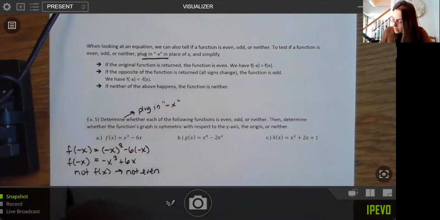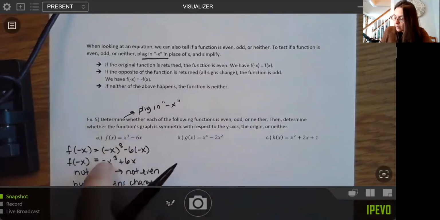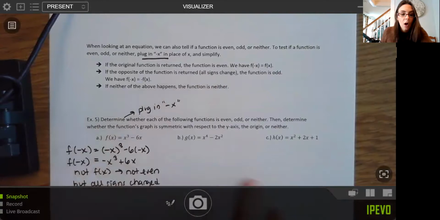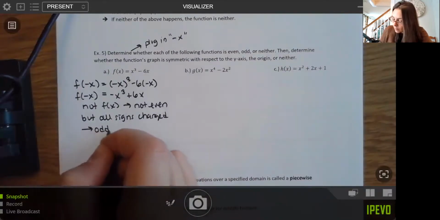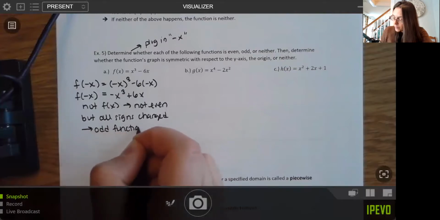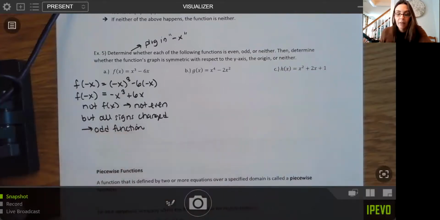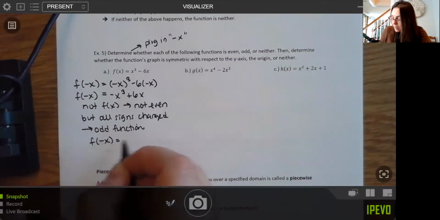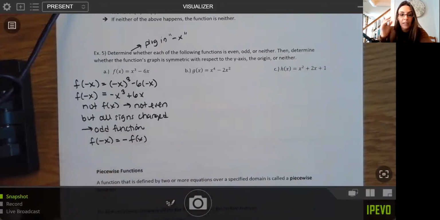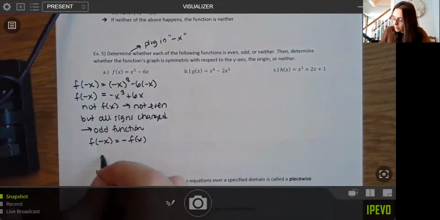But notice that all signs changed, right? Notice on the right, my positive went to negative and my negative went to positive. So when all signs change, then we have an odd function, because basically you're getting the negative of the function back out. We're seeing that when we plug in negative x, we get the negative of the function. The whole function changes signs. So that is an odd function. This one here is odd.